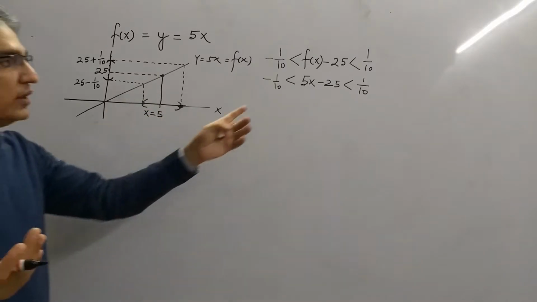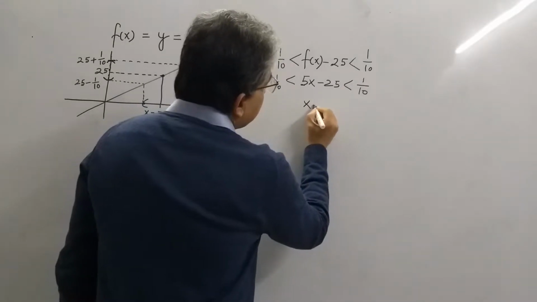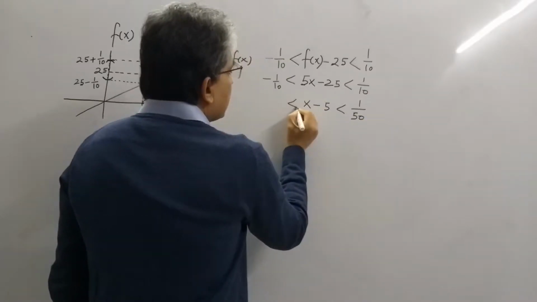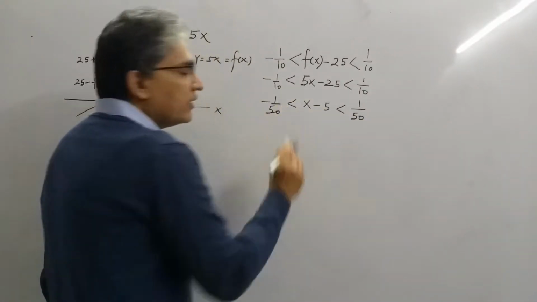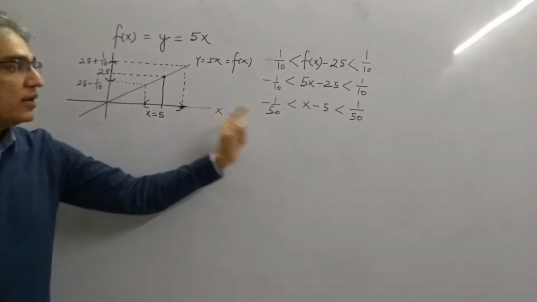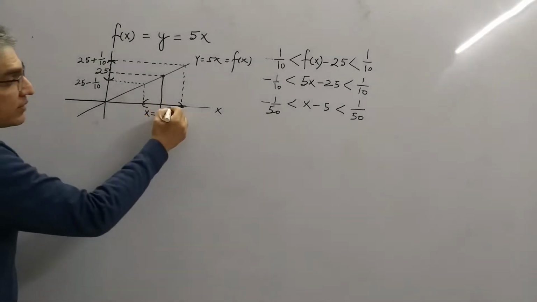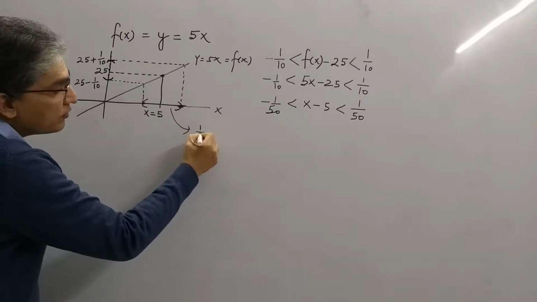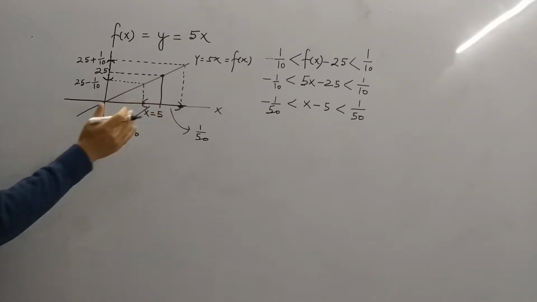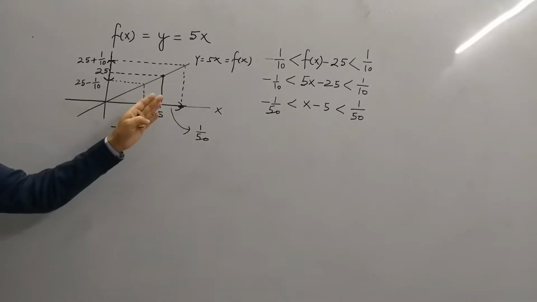Now, I can divide the entire inequality by 5. I told you that we need to go to x. So I divided by 5. So this becomes x minus 5 between minus 1 by 50 and 1 by 50. So this is clear. So x minus 5 lies between 1 by 50 and minus 1 by 50. Now what is that? Check here. This is x equal to 5. This means I can take this to be 1 by 50 and I can take this to be minus 1 by 50. So I go by 1 by 50 to the right of 5 and I go by minus 1 by 50 to the left of 5.